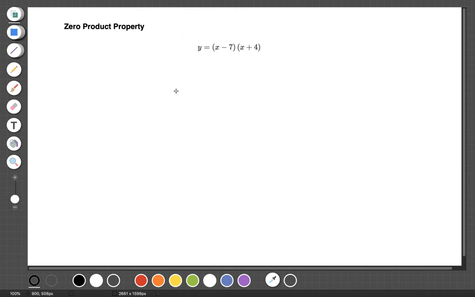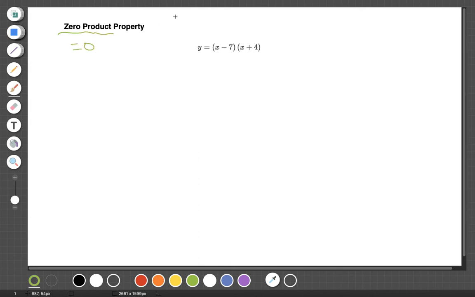Well, how does this property work? It's quite simple. Zero product just means when something equals zero. So product is when two things multiply together and they equal zero. And what is that property?